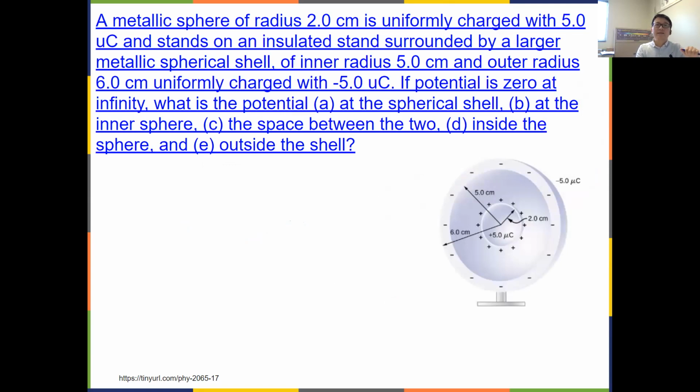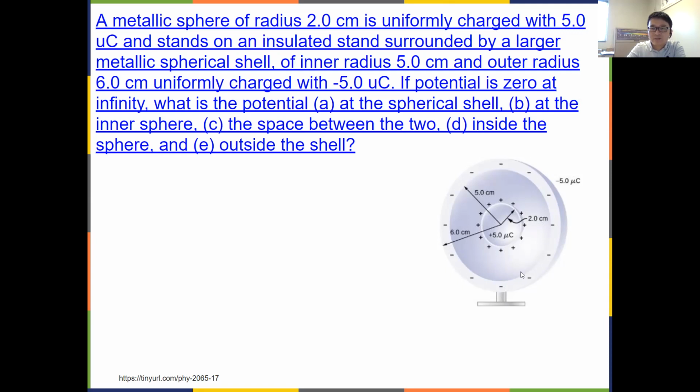It says a metallic sphere of radius 2.0 meters. So inside here, this is a metallic sphere. Again, because it's metallic, it's a conductor, so the charge will be just residing on the surface of this sphere, okay? Uniformly charged to 5.0 microcoulomb and stands on an insulated stand surrounded by a larger metallic sphere.